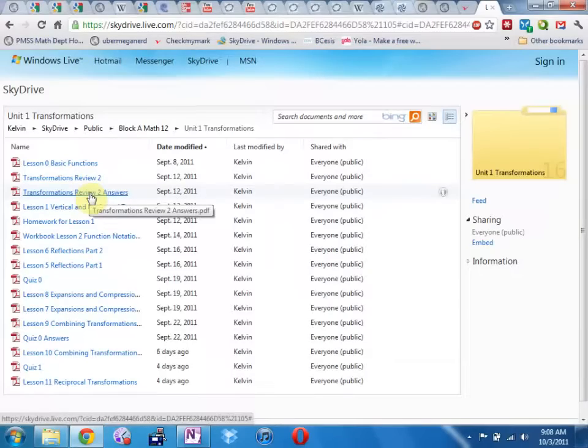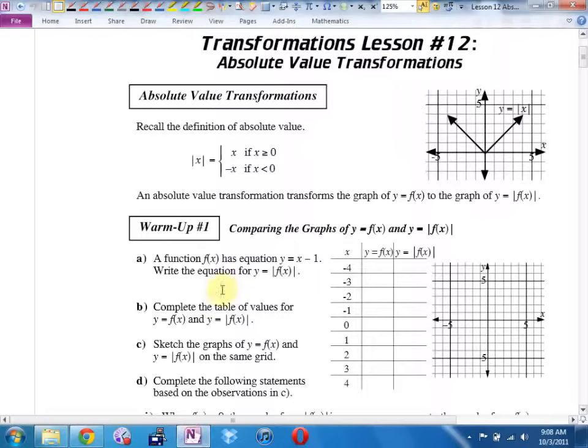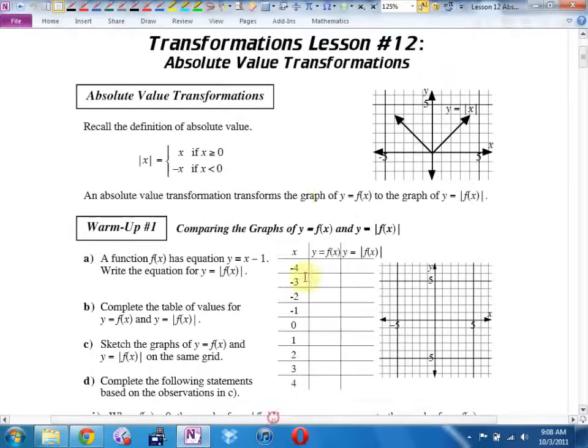Today, last lesson, the absolute value transformation. First of all, it says, recall the definition of absolute value. That's actually the mathematical definition. It says if you're graphing it, graph positive x if you're moving to the right, graph negative x if you're moving to the left, because that's how you take a negative of a negative and make it positive. Anyways, don't need to worry about that. What you need to know is this.